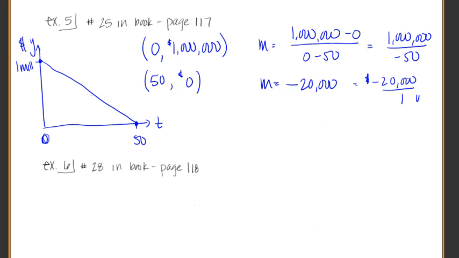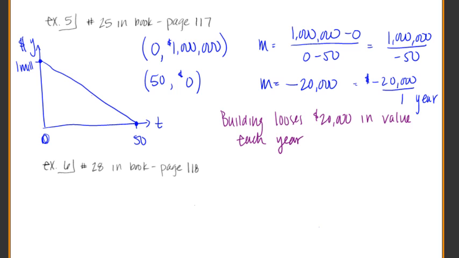So in 1 year, if I wanted to write this out in a sentence, what we just found out is the building loses $20,000 in value each year. Okay, and that's what we just found out. So now let's go through and answer the questions. The first question is, what is the value of the building in 2010?